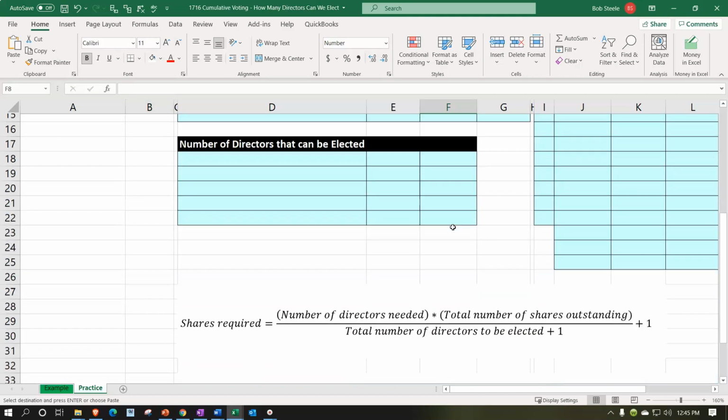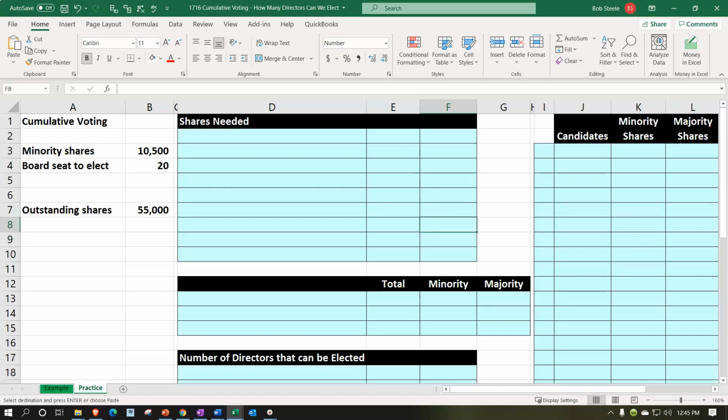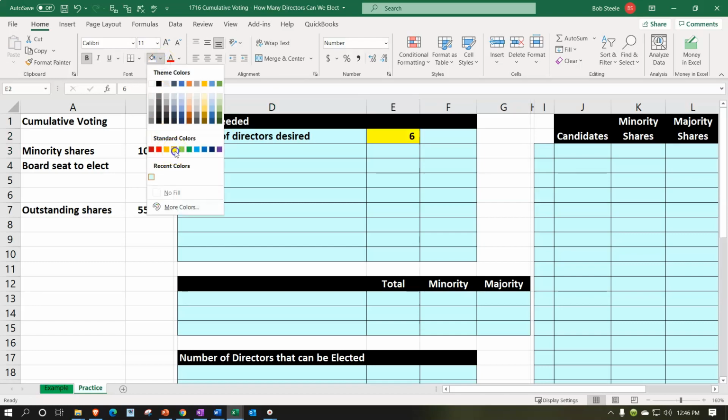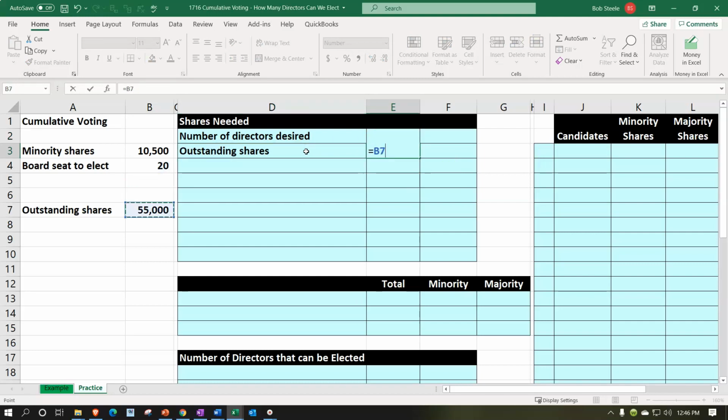So let's imagine we're doing this first formula, where we have the shares required: the number of directors times the total number of shares outstanding. Now, the number of directors is what we don't know, so that's going to be the unknown up top. I'm going to choose a number just so we have a starting point. That number will then change and we'll make the adjustment until we get to the endpoint to be what it needs to be. We'll use the Goal Seek tool to do that. So I'm going to start off with just, let's say, 6, and I'm going to make that yellow because that's the one we're going to be changing. And then we're going to say the shares outstanding are going to be equal to the 55,000. That's going to give us the numerator.